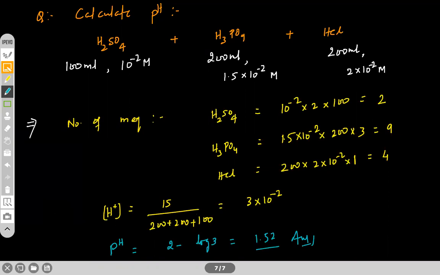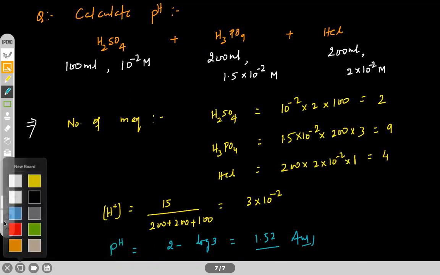Similarly, if you mix strong base, then the solution will be basic. You'll get OH minus concentration. See, next: pH of the mixture of strong base.